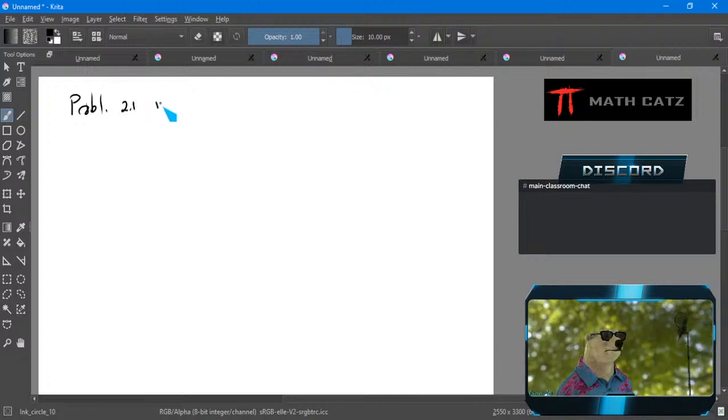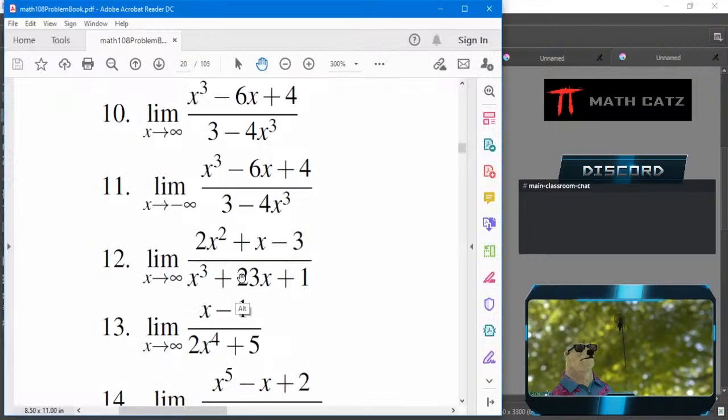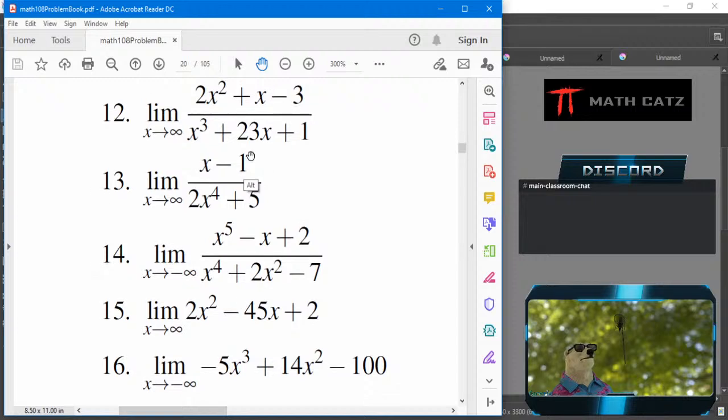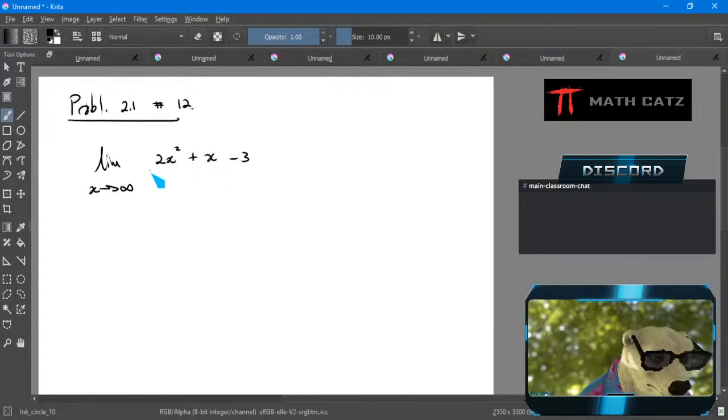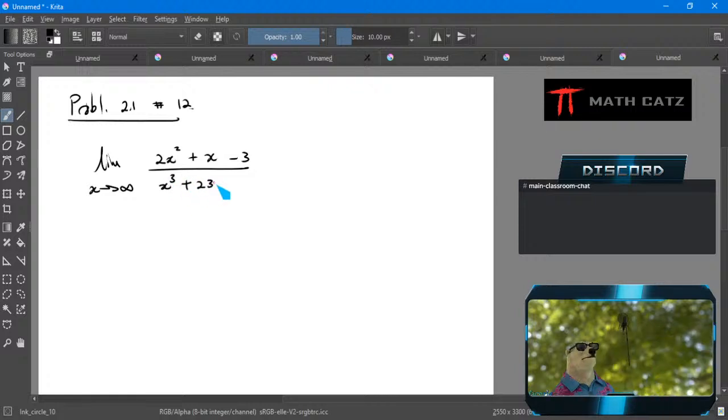2.1, I want to look at number 12. Number 12. Oh, there it is. Hello, number 12. Okay, so I have a limit, and I have 2x squared plus x minus 3, over x cubed plus 23x randomly plus 1.